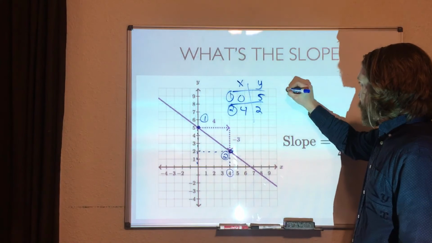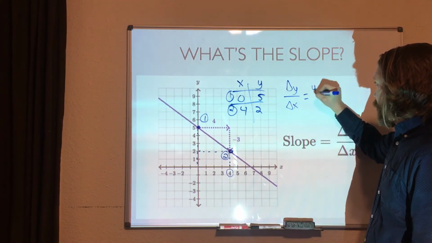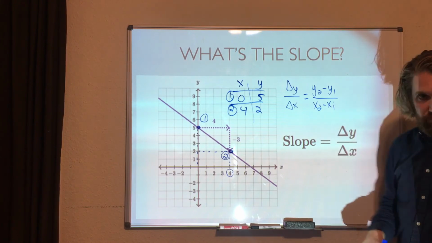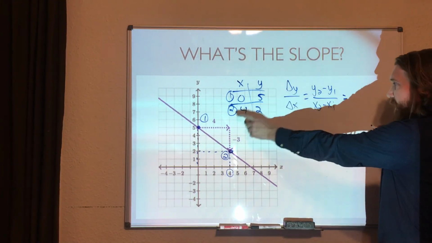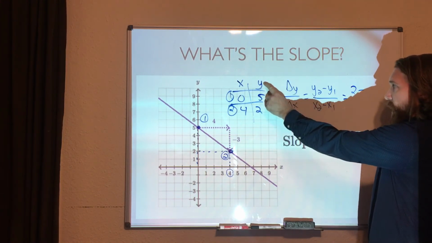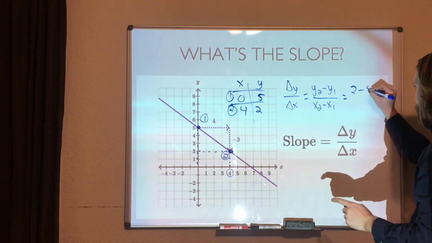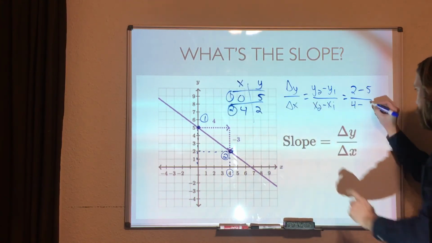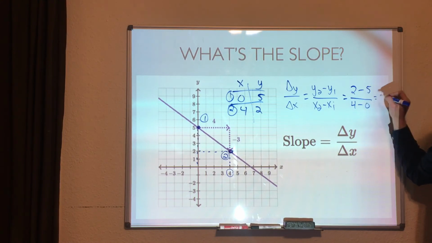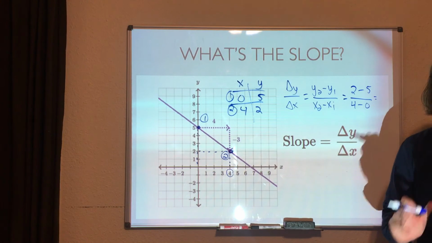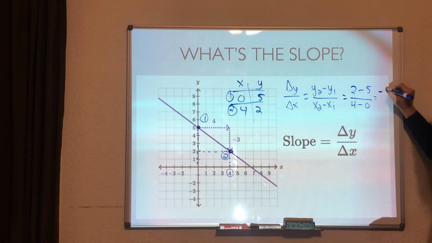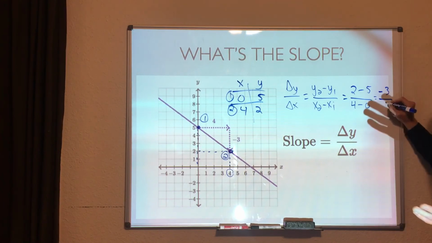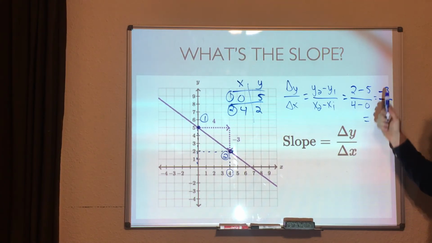Our equation: change in y over change in x equals y2 minus y1, rise over run, divided by x2 minus x1. Plug in the numbers. y2 is 2, minus y1, which is 5, divided by x2, which is 4, minus x1, which is 0. This gives me 2 minus 5. Remember, you've got to put the numbers in the way they are. 2 minus 5 is negative 3, divided by 4 minus 0, which is 4. So we have negative 3 divided by 4.